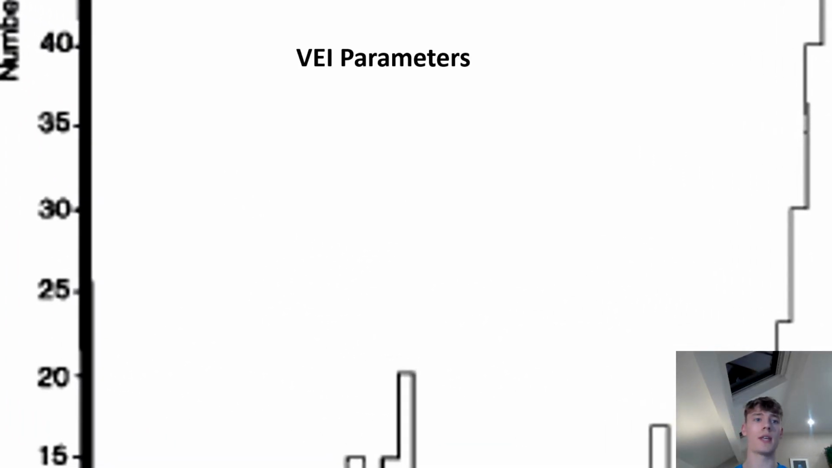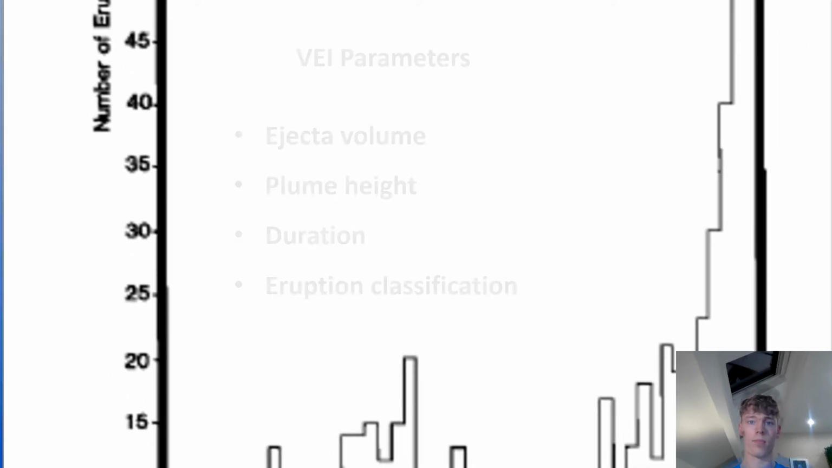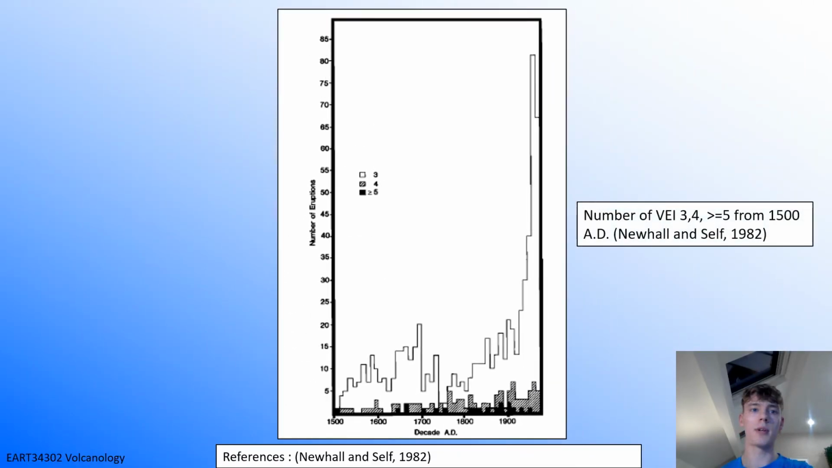Newhall and Self's VEI takes into account similar processes and principles as previous works, including the volume of pyroclastic material such as volcanic ash, tephra, pyroclastic flows, and other types of ejecta, the height of the eruption column, the duration of the eruption, and eruption classifications. Eruptions were assigned a VEI on a scale of 0 to 8. The pair categorized over 8,000 eruptions.